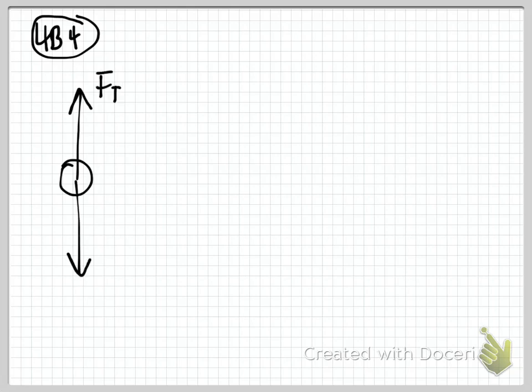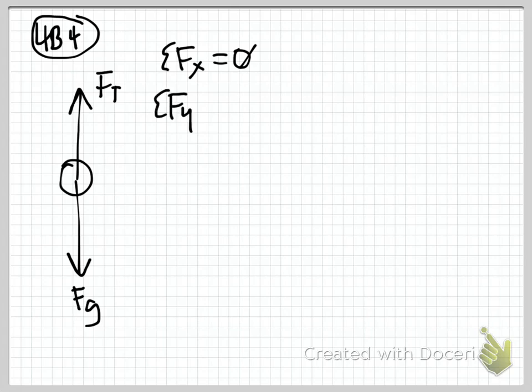Okay, so this is number 4 on the 4B quiz. This is the Peter Pan problem, and we've got you on a single cable system. We know that we have a force of tension in the cable, and we know that we have a force of gravity down on you. We can do sum of forces on the x equals 0 and then disregard it. And what we're really interested in is sum of forces on the y. That's going to be equal to your mass times your net acceleration.